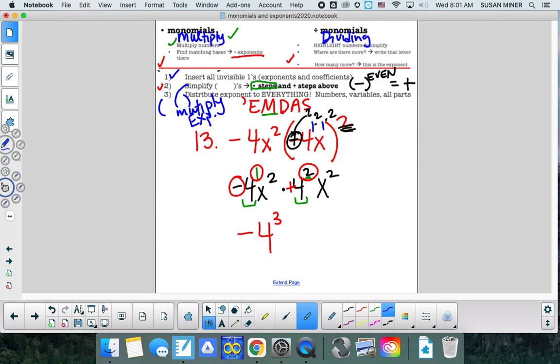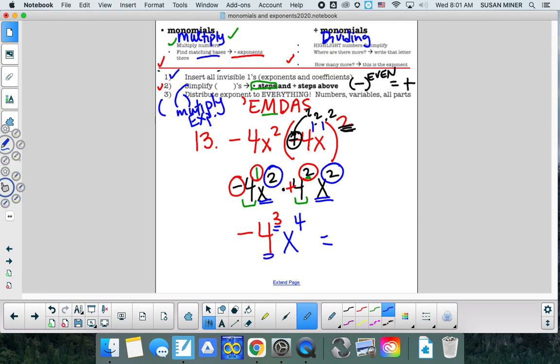And then I'm going to look at my next base over, which is an x and an x. 2 plus 2 is equal to x to the fourth. I'm just adding up my exponents because that's what my multiply steps tell me to do. And the last thing that I want to do is calculate out what 4 to the third power is.